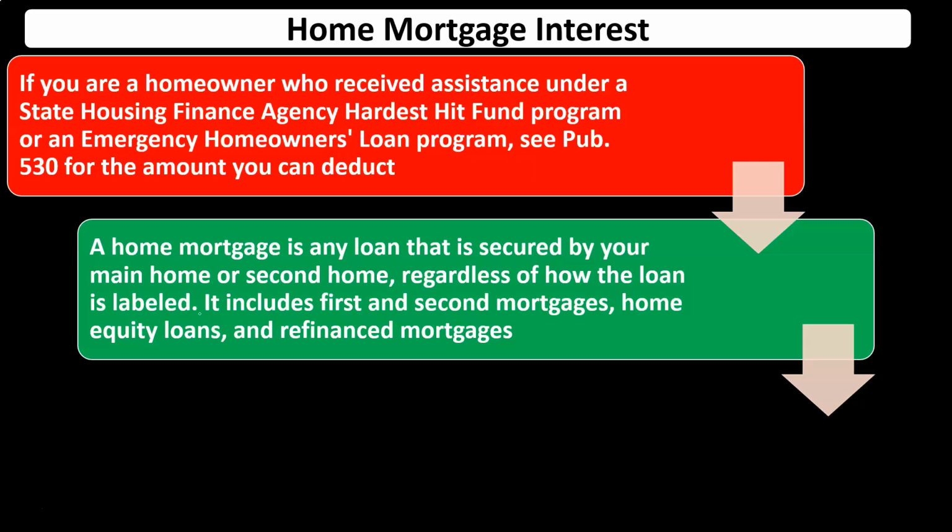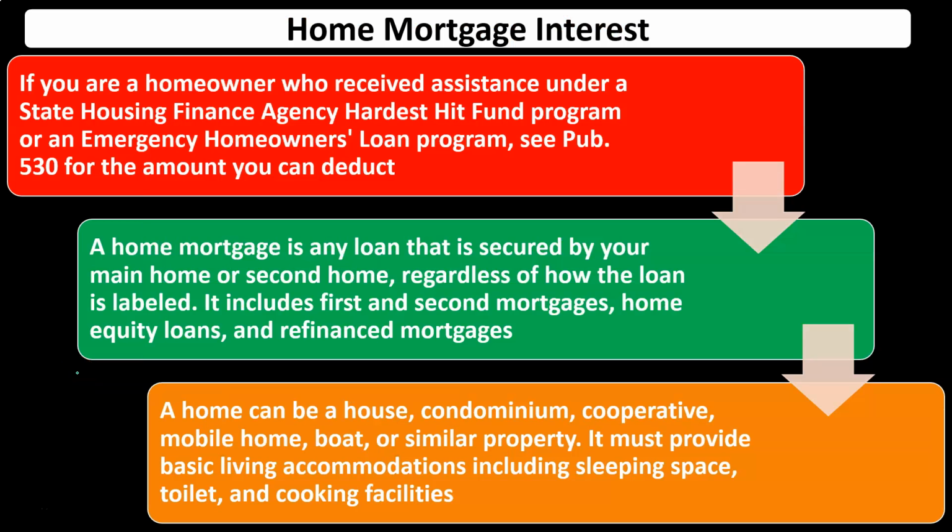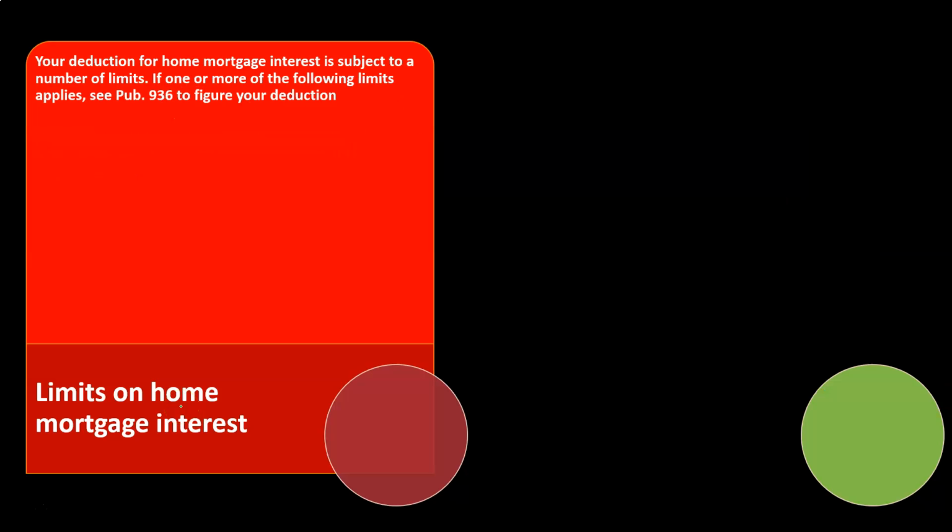It includes first and second mortgages, home equity loans, and refinanced mortgages. So a home can be a house, condominium, cooperative, mobile home, boat, or similar property. So there's a pretty wide definition of what a home is. In this case, you're living in it, so it could be a condominium, a mobile home, a boat, or something like that. It must provide basic living accommodations, including sleeping space, toilet, and cooking facilities.